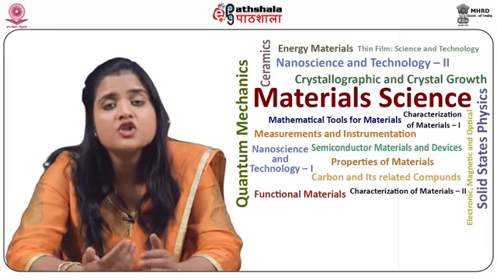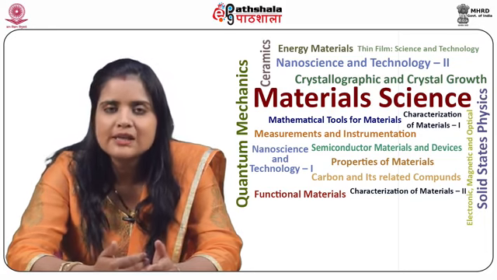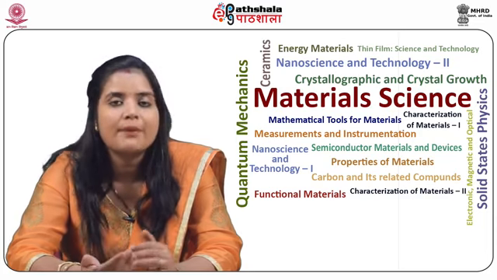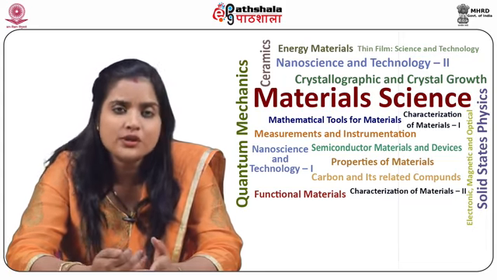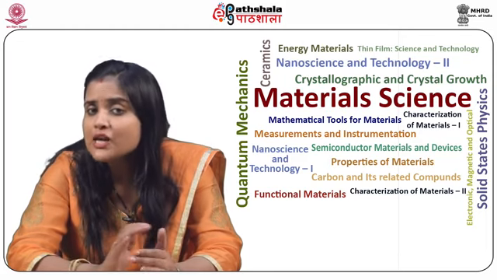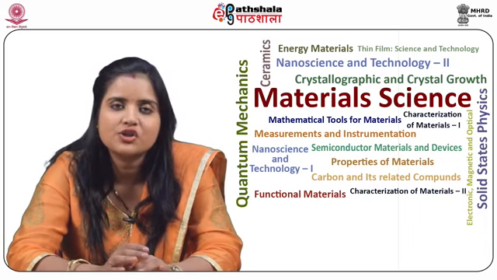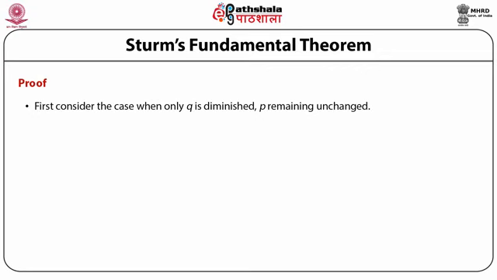The Sturm's fundamental theorem states that if the solutions of d by dx within the brackets p of x into dy by dx bracket close minus q of x into y is equal to 0 oscillate on the interval a to b, they will oscillate more rapidly if p and q are diminished. Now, let us prove the Sturm's fundamental theorem. First, consider the case when only small q is diminished and small p is remaining unchanged.